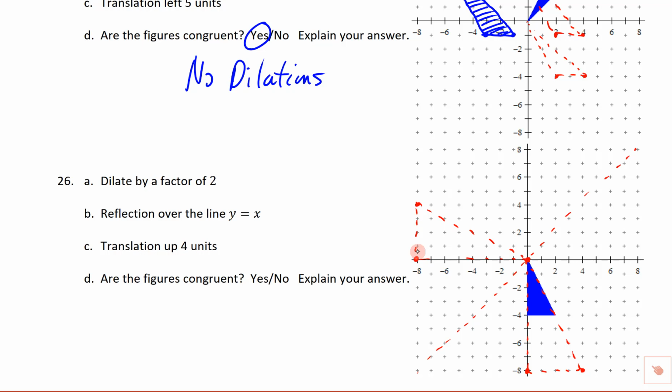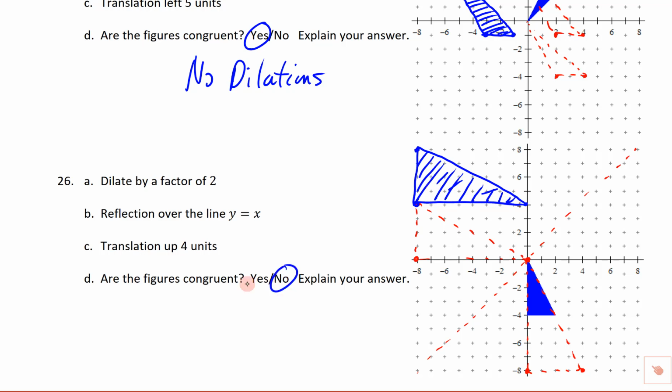And then we've got a translation up 4 units. So we're going to take this. This is the last one. So we're going to go up 4 units. 1, 2, 3, 4. So we'll be right here. 1, 2, 3, 4 right here. And 1, 2, 3, 4 right here. So that is our new figure. Go ahead and shade that in. Okay. Now, are the figures congruent?